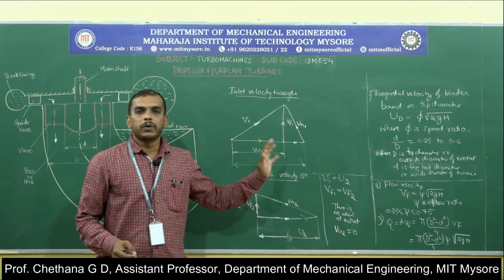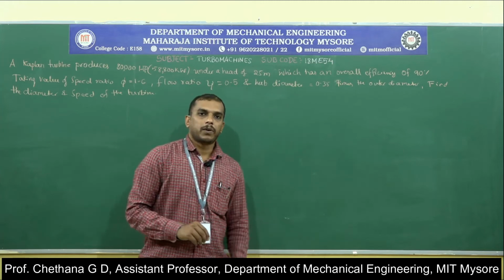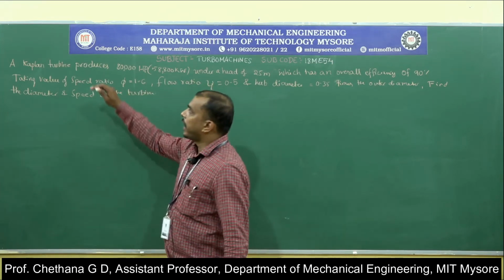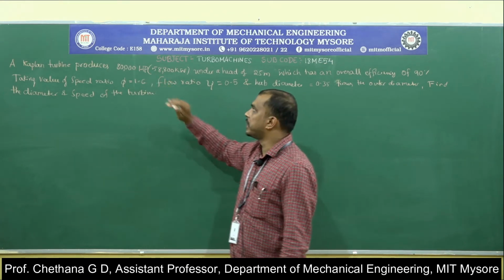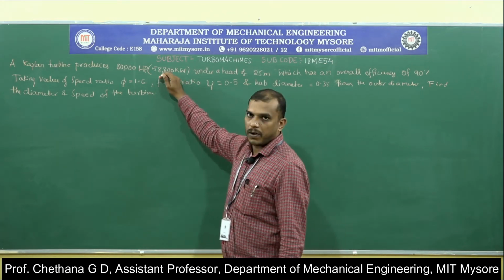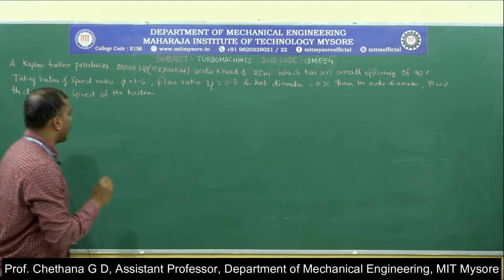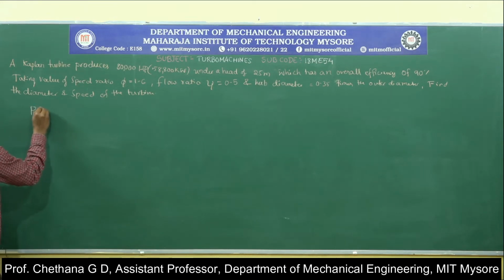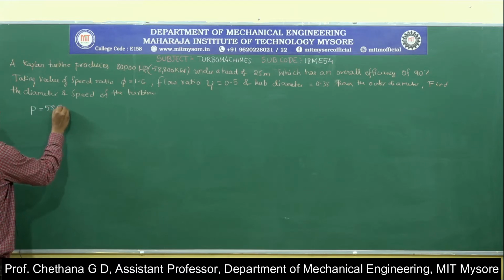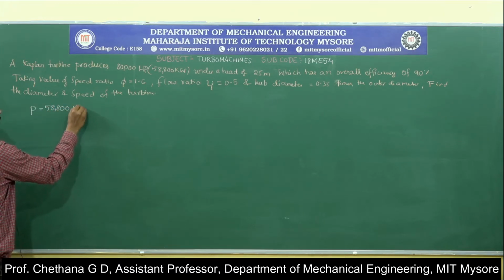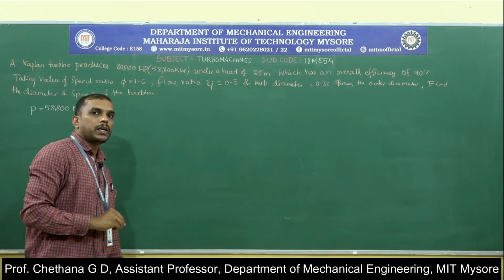Now we will solve a few problems on Kaplan turbine. Now let us read the problem once. A Kaplan turbine produces 80,000 horsepower. He has given it also in the metric unit, that is 58,800 kilowatt. So note down the data. So power is given in kilowatt, 58,800 kilowatt. Okay. Under a head of 25 meter.